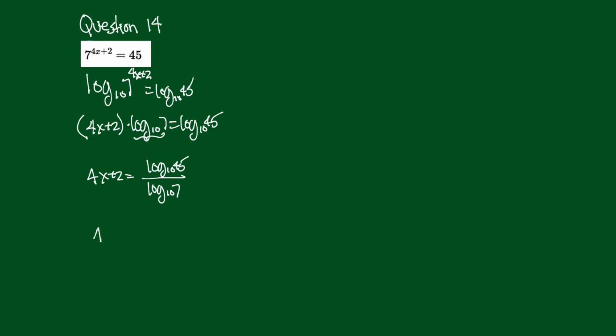I'll show that. 4x is equal to log base 10 of 45 divided by log base 10 of 7, and then I'm subtracting 2. Now I'm going to divide all of this by 4. I'll do it up here at the top. So I'm going to get x is equal to, now divide by 4. And here's what I'm dividing. I'm dividing log, I don't need that 10 anymore. I know it's base 10. Log of 45 divided by log of 7 minus 2.